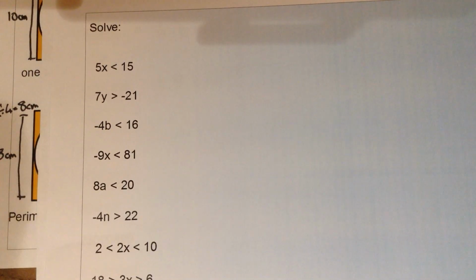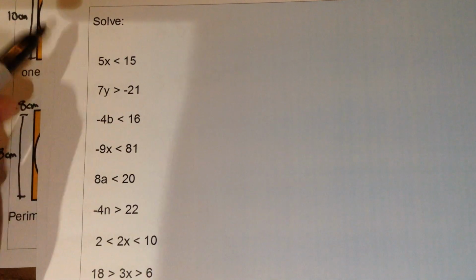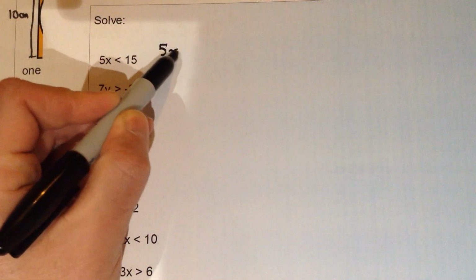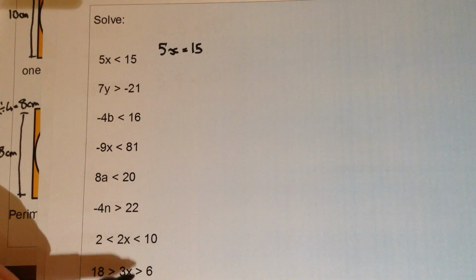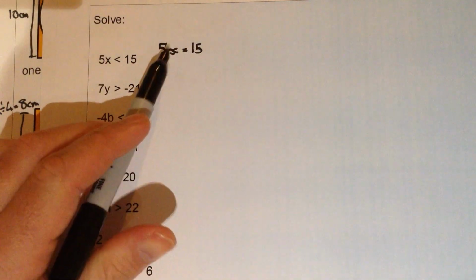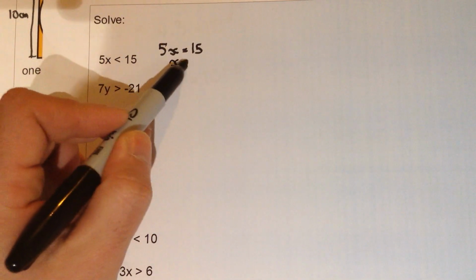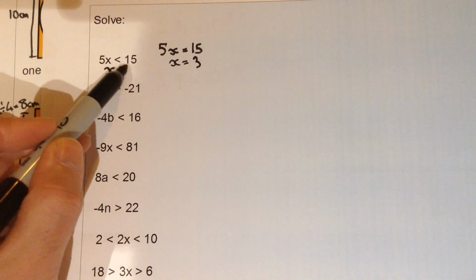The next topic is solving, but this time not equations, inequalities. To solve an inequality, we treat it exactly the same as an equation. So if it makes you feel happier, you can write the question as 5x equals 15 to start off with to help you think about it, as long as in your final answer you put the inequality back in. So here I'd have to divide both sides by 5 to give x is 3. So for the inequality, it'd be x is less than 3.